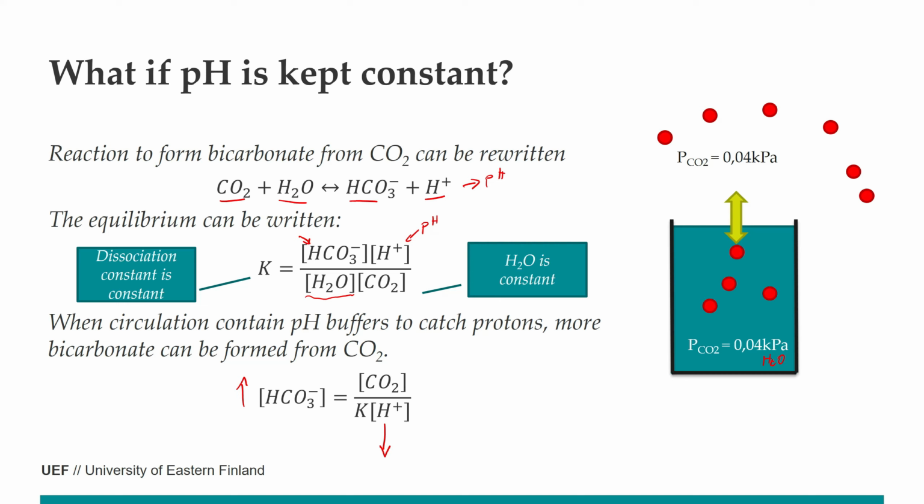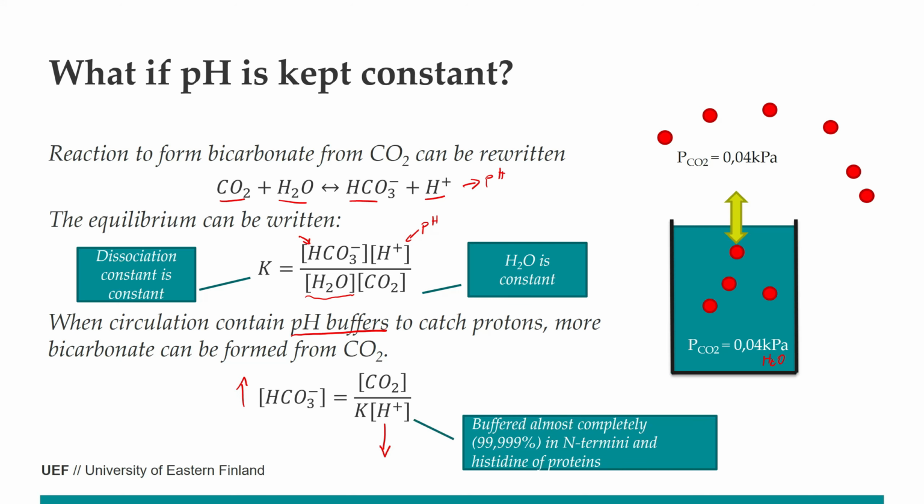And how can we put the proton concentration down? So it's done with pH buffers. They are binding the protons, and therefore the concentration of free protons is low. And our body is very good at catching these protons. So we are doing it in two ways. We are binding it at the N-terminus of proteins, and we are binding it in the histidines.